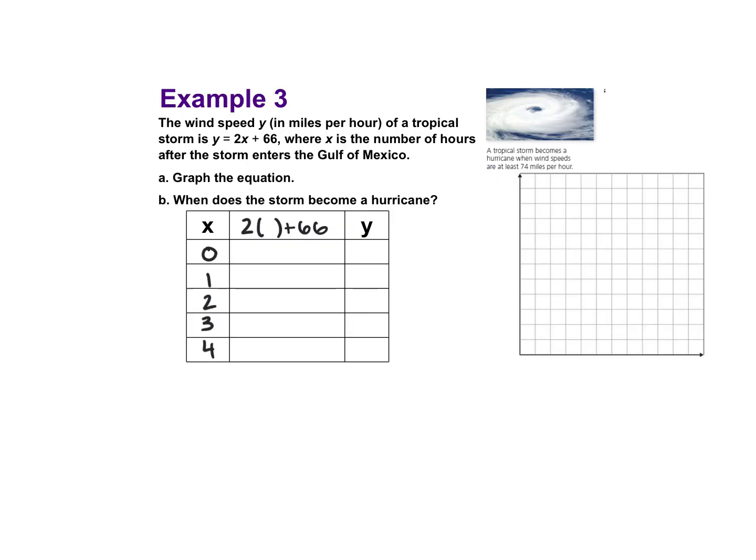Alright, so here's our last problem. It is a word problem. It's talking about the wind speed y for a tropical storm. It gives us this equation, y equals 2x plus 66. It says x is the number of hours after the storm enters the Gulf of Mexico. So we want to graph the equation.